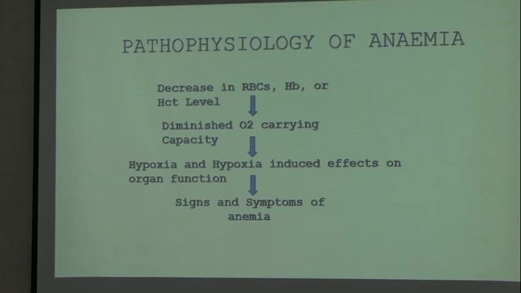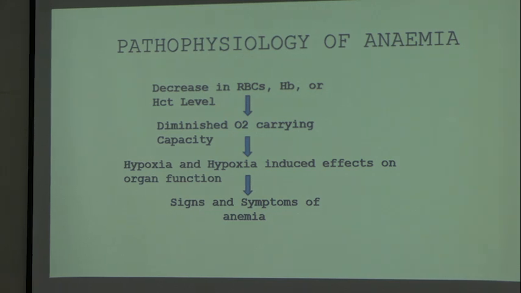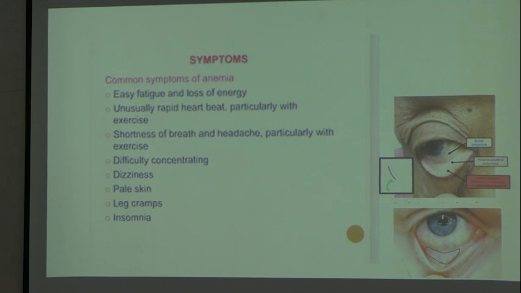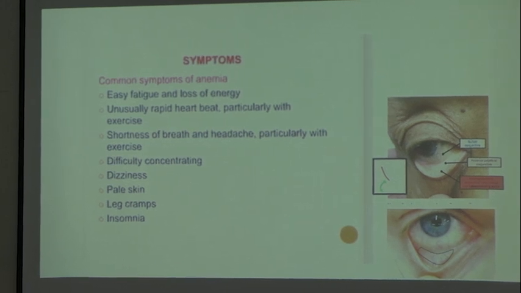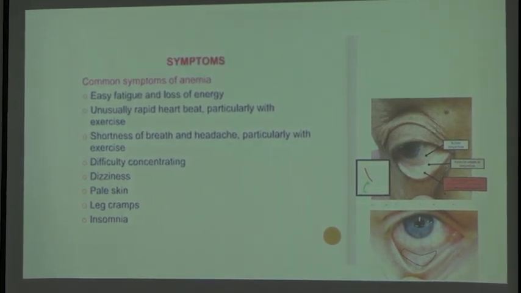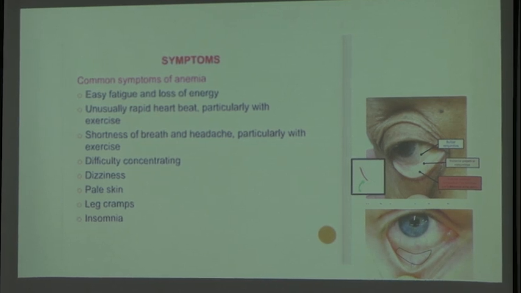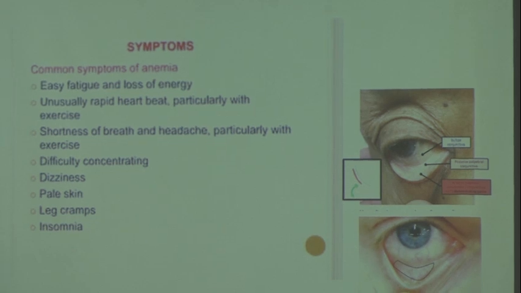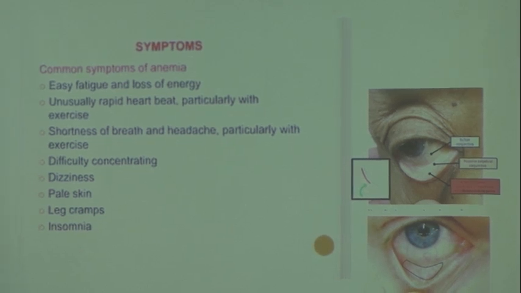So a lot of changes, signs and symptoms will be appearing. This anemia creates a lot of signs and symptoms. What are these symptoms? Easy fatigue. Why fatigue? Why loss of energy? Because sufficient oxygen is not coming, the required energy will be less. So muscles will be unable to contract, so there will be lethargy, loss of energy, fatigue.